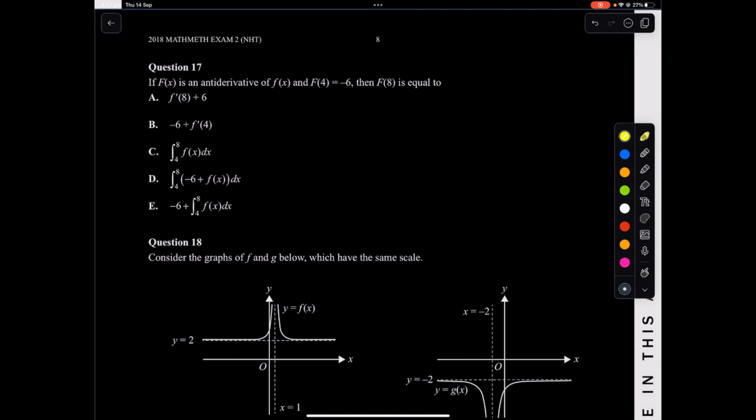If F of x is an antiderivative of f of x, and F of 4 is negative 6, then F of 8 is equal to what? Wait, F of x is an antiderivative of f of x, yes, then F of 4 is that, and F of 8.